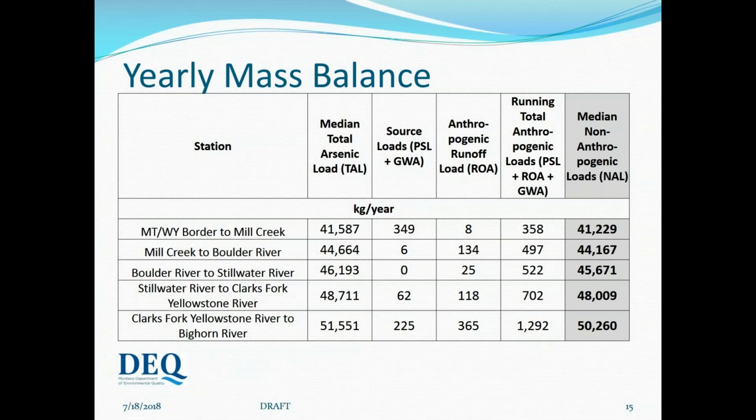And then we do a running total of all those anthropogenic loads because it's cumulative over the entire length of the model. So all these loads add up until we get to the end of the model. We can subtract all this out from the total arsenic load, and we get the median non-anthropogenic load, or the non-anthropogenic condition, and that's the final column. These are the numbers that go into when we calculate or select the non-anthropogenic standard. So these are the numbers we'll be using in the NASS. We're not using an ambient load, we're using a non-anthropogenic load.